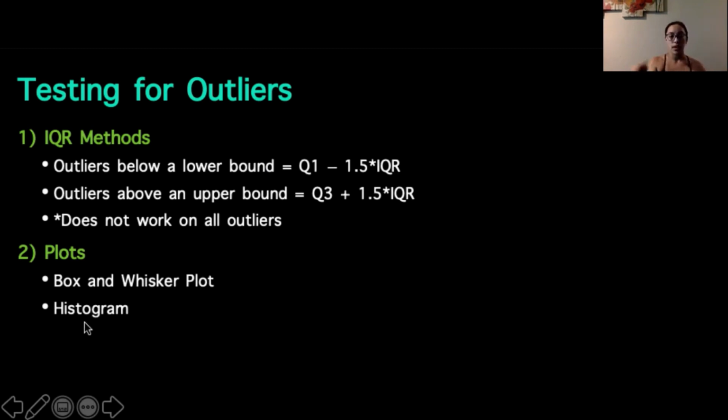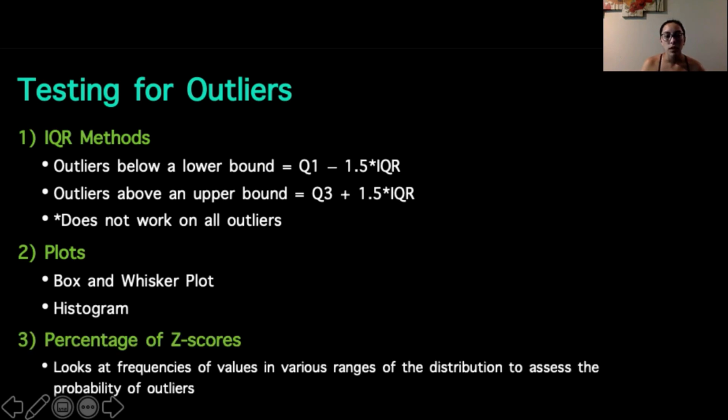If your histogram or bar graph comes out looking skewed, or it's flat, or it has a really tall peak and a lot of small frequencies on the outside, visually you can assess if you possibly have outliers in your distribution. We can also look at the percentage of z-scores. This looks at frequencies of values in various ranges of the distribution to assess the probability of outliers. I don't think we really need to touch on this one in this class, but I wanted to present it because it is another way you can assess if you have outliers or not.